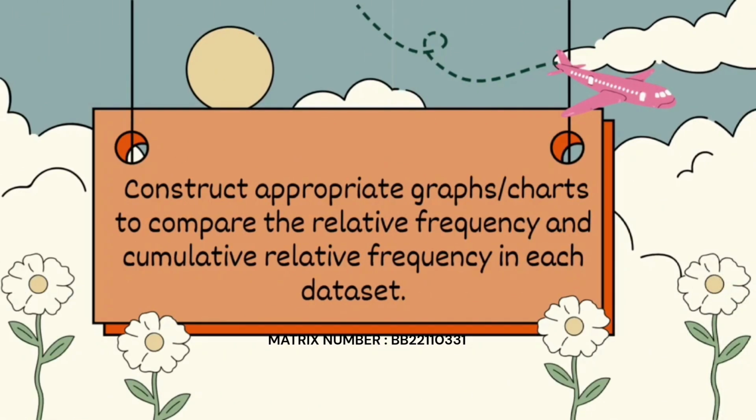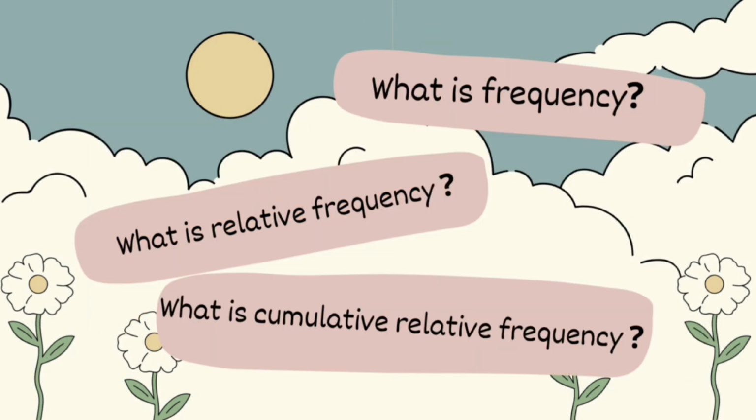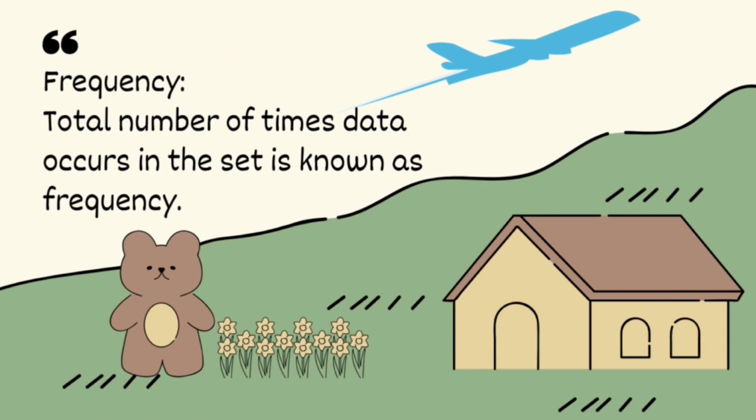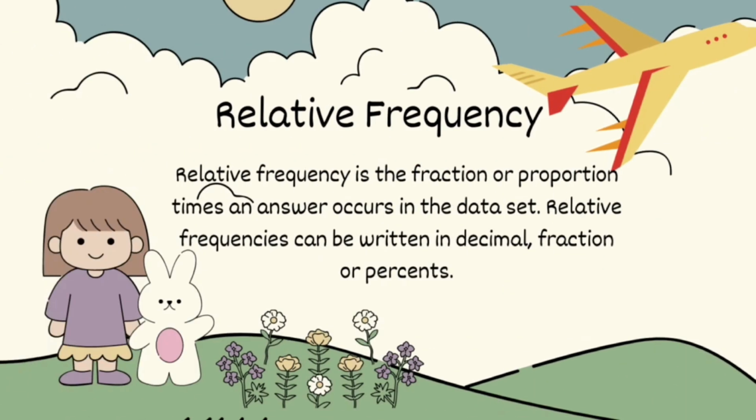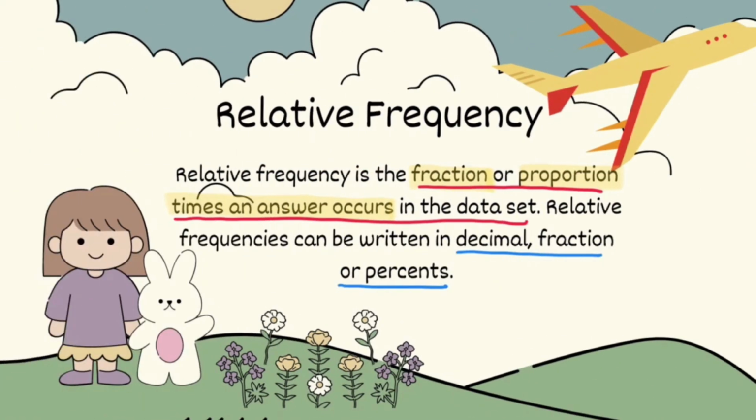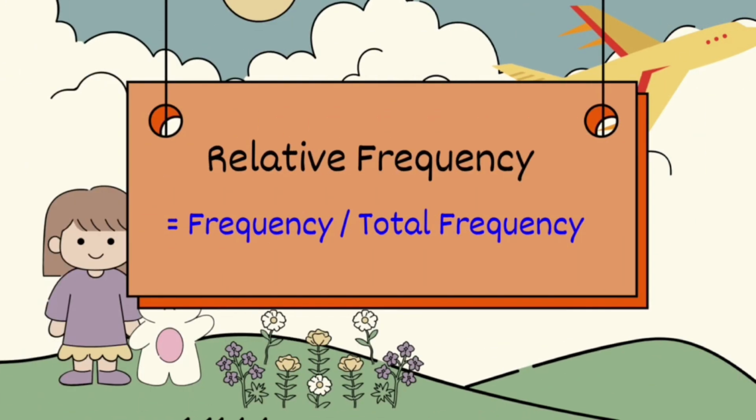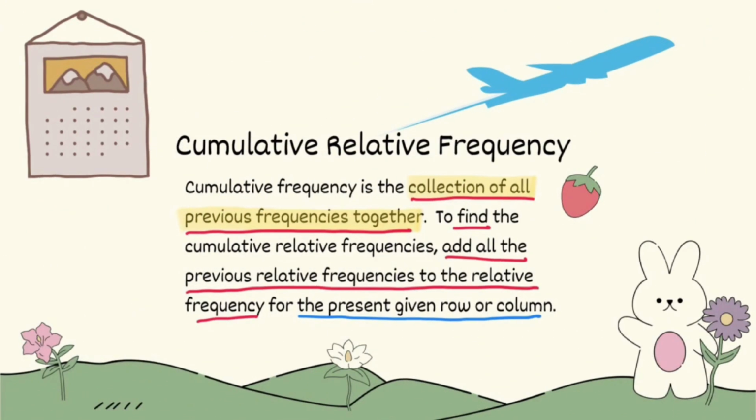Construct a perfect graph or chart to compare the relative frequency and cumulative relative frequency in each dataset. The total number of times data occur in the set is known as frequency. Relative frequency is the fraction or portion of times an answer occurs in the dataset. Relative frequency can be written as a decimal, fraction, or percentage. Cumulative frequency is the collection of all previous frequencies together.